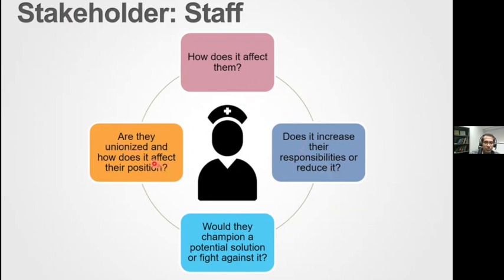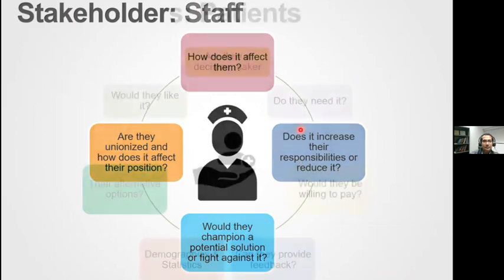Are they unionized or not? Like that, you may have a customer there. If they're unionized, then maybe you're advocating for their benefits. You can actually get them to champion it. And you want to ultimately see how it affects them.